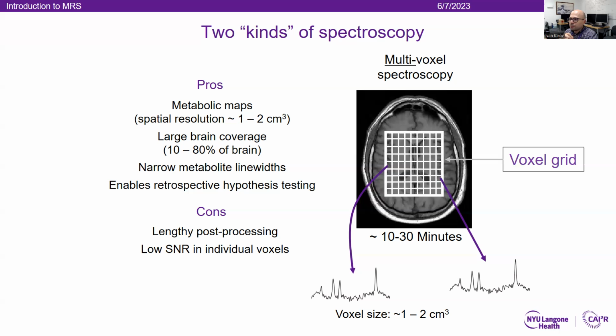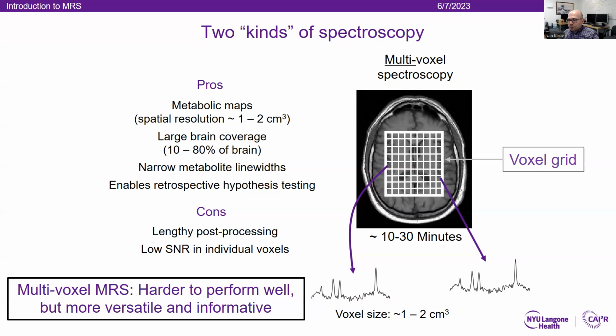Also, you don't need to know where to put your single voxel. You can acquire multi-voxel data and go back to look at different regions depending on your hypothesis, which may change over time. The disadvantages of multi-voxel spectroscopy is that it's harder to do because it requires post-processing, which is lengthy, complex, and more prone to errors. Also, because these voxels are much smaller, they have low signal, low SNR. So in summary, for multivoxel MRS, it's harder to perform well, but it could be more versatile and informative.